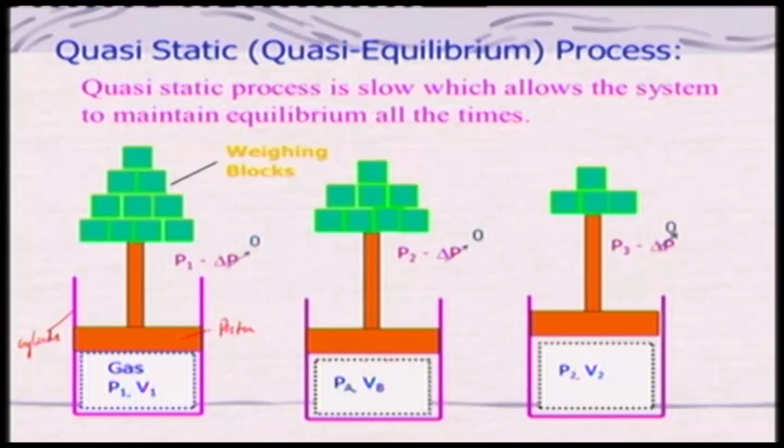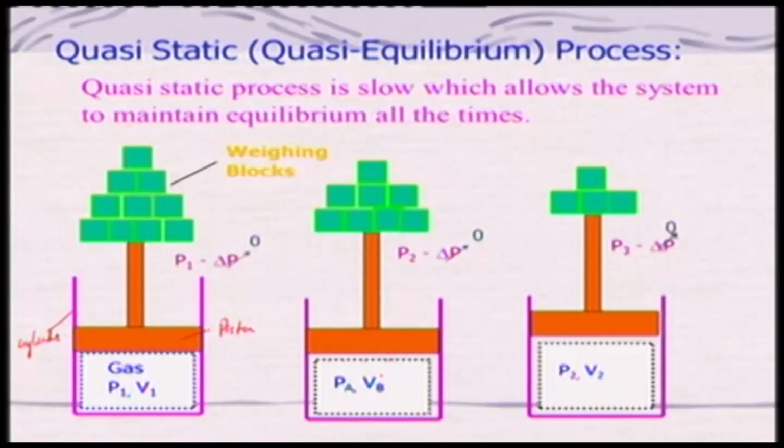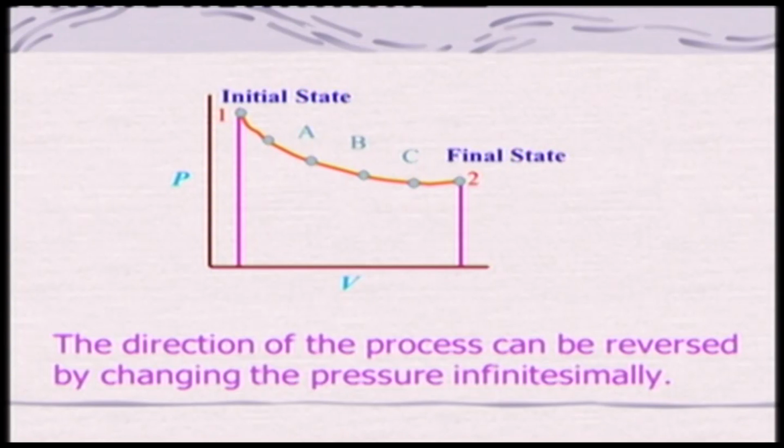So, it is uniform all the time, and that process is known as a quasi-static process, and in classical thermodynamics we will be assuming that it is all the time in a quasi-equilibrium position. So, you might be thinking why we are emphasizing that, right. Why we are emphasizing that it should be quasi-equilibrium?